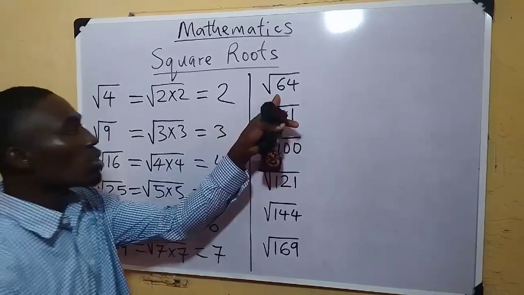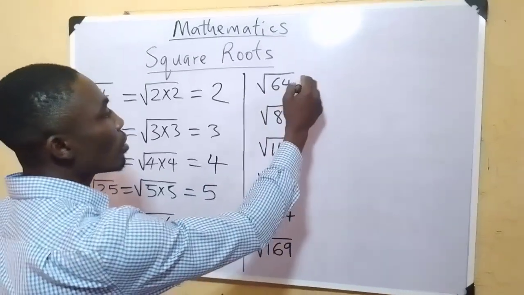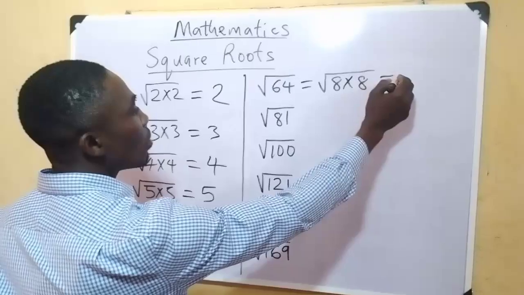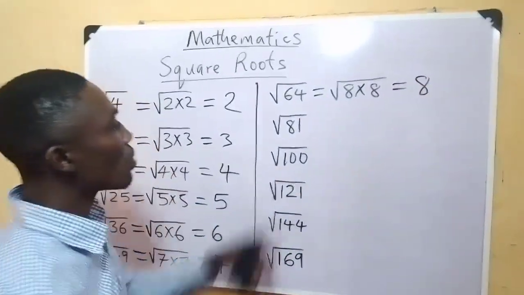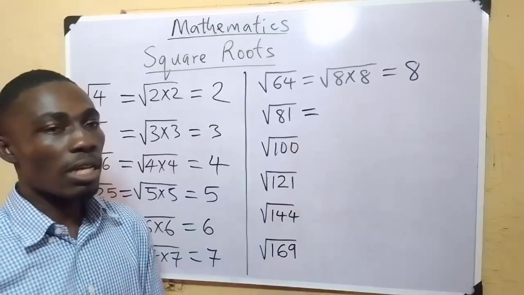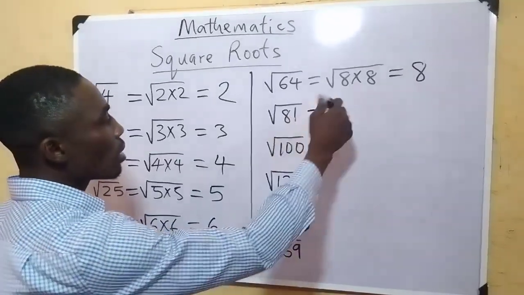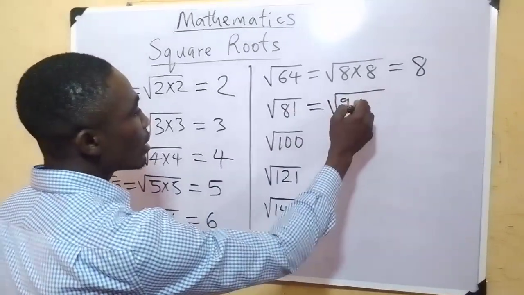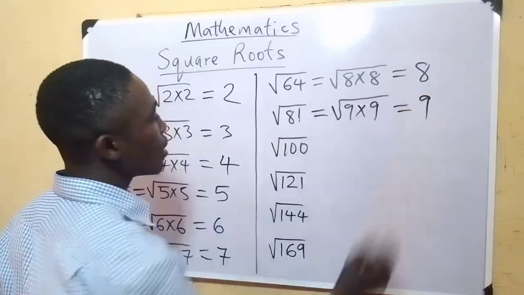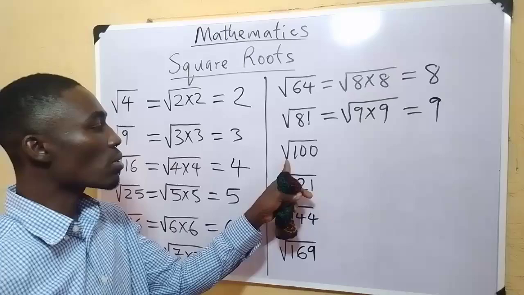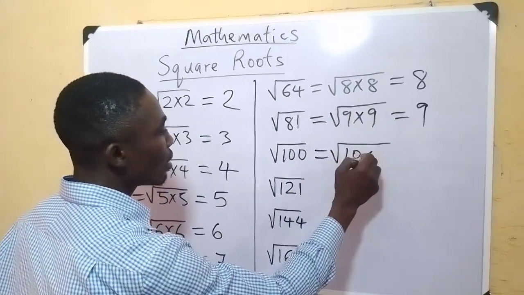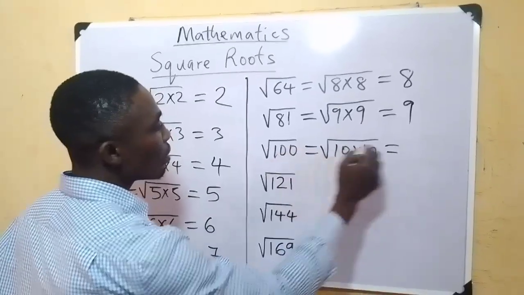Then which number will multiply 2 times to give you 64? That is 8. So you have square root of 8 times 8, giving you what? The square root of 64 is equal to 8. Which number will multiply 2 times to give you 81? That will be square root of 9 times 9. And that will give you what? 9. Which number will multiply 2 times to give you 100? That is what? 10. That means square root of 100 will be what?